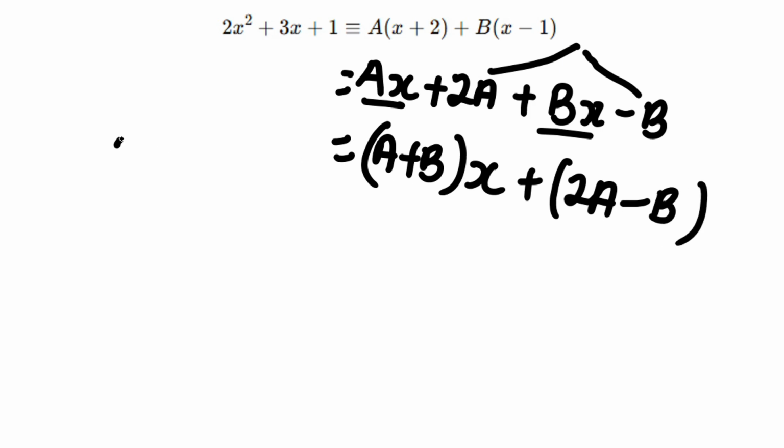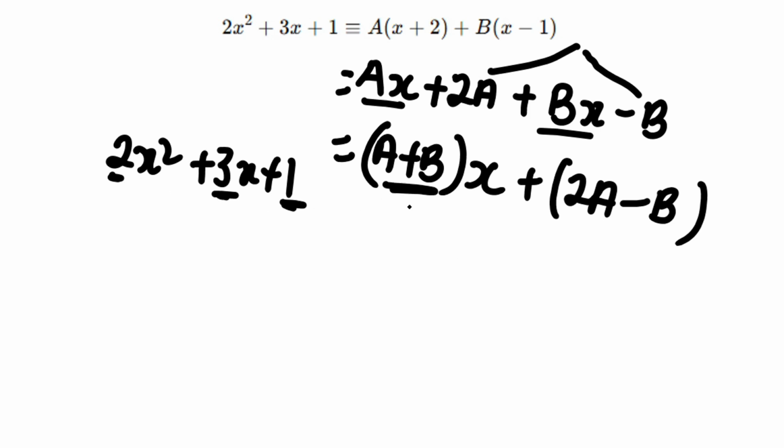And when you come here, we have 2x squared plus 3x plus 1. So this is a constant, this is the term in x, and then this is the term in x squared. But we don't have any term in x squared, so it's fine. But the term you have here is a plus b, so that term should be identical to the one that is beside x on the other side.